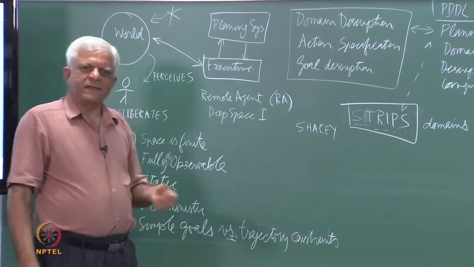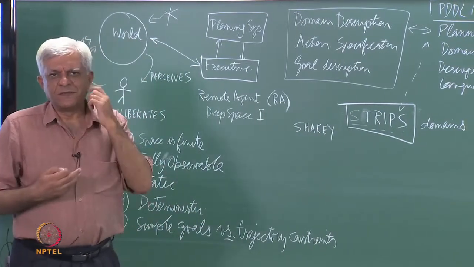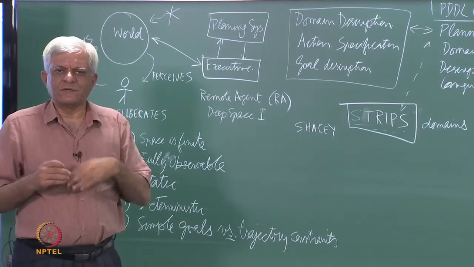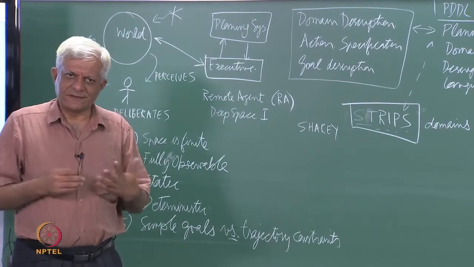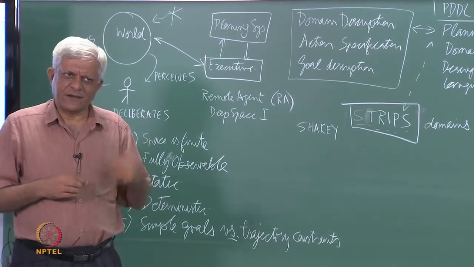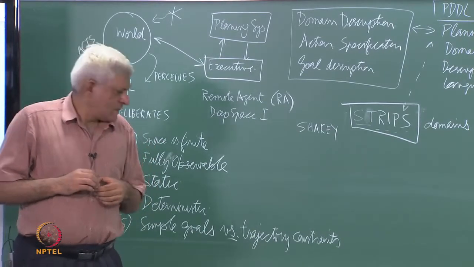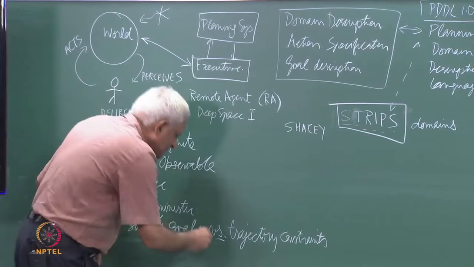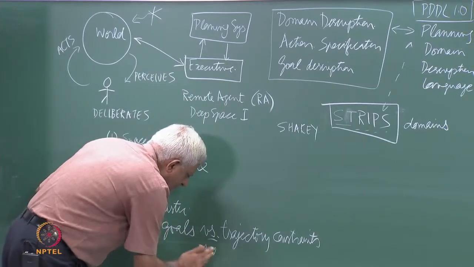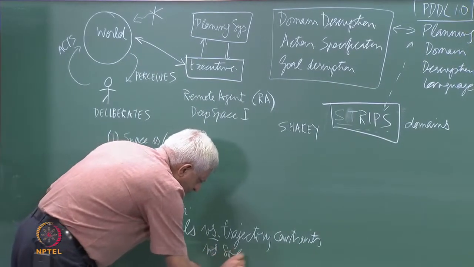Or you might have constraints like every time you go into a room and out of the room you must switch off the lights or something like that. These are constraints on the path essentially. Also, soft constraints.